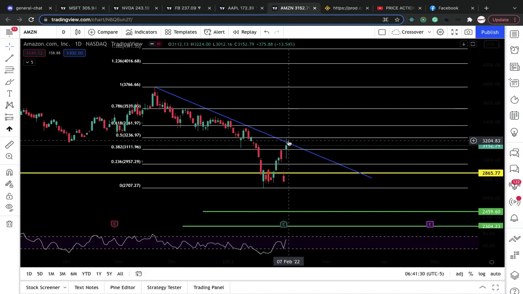It tried to break above. As you can see, it tried to break above, but it was met with selling pressure when it hit that 50% retracement level right here, around 32.36.